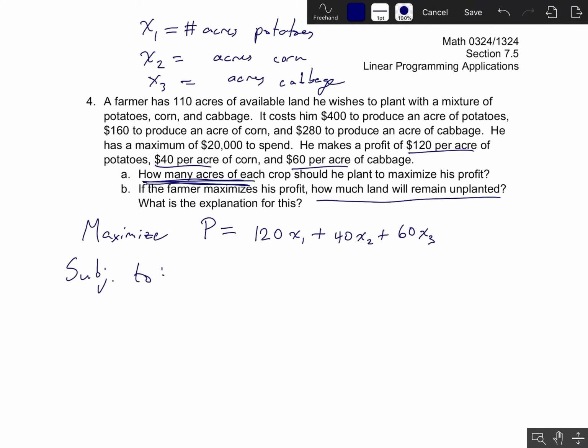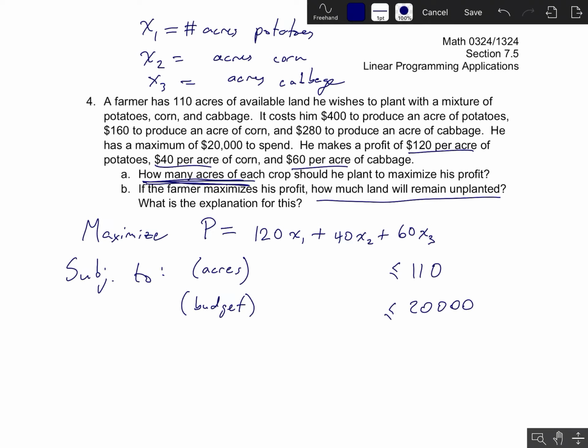And now we have some constraints. We will have two constraints that I'm going to use. First of all, we have an acreage constraint, so we have a total number of acres. And we also have a budget constraint. So let's write down those two constraints. If it helps you, you can write down the right side first. I normally don't, but it might help you. So we know that the total number of acres would need to be less than or equal to 110. And also the total budget is going to be less than or equal to 20 grand.